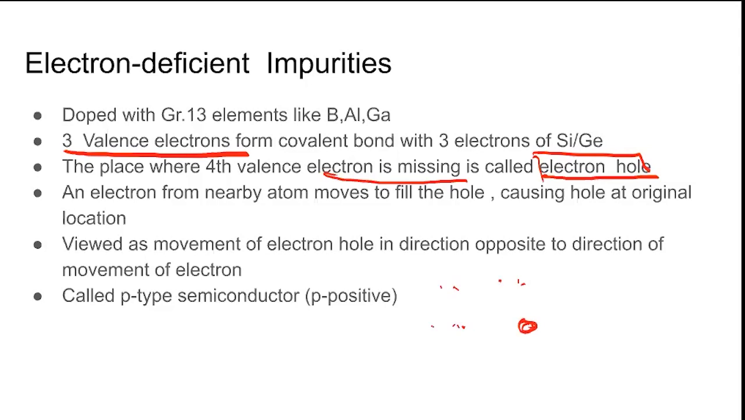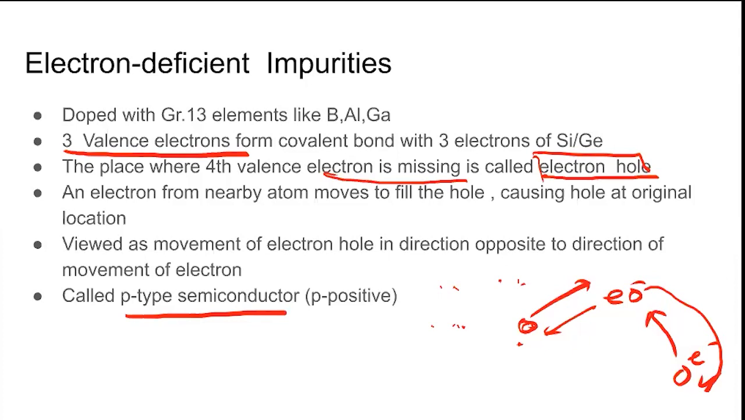So what will happen? From a nearby atom, one electron will move to here. But if this electron moves to this place, this gets occupied, and a hole is created here, isn't it? Again, from nearby, one electron will move from here to here. Again, a hole is created here. So while electrons move in this direction, it will appear that the hole is moving in this direction. So it's like a movement of hole is also caused in the direction opposite to the direction of movement of electrons. This kind of semiconductor is called p-type semiconductor.